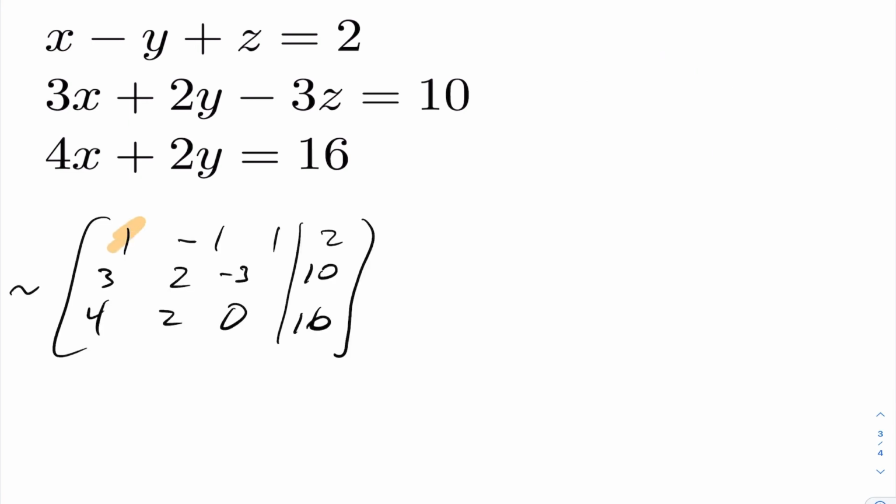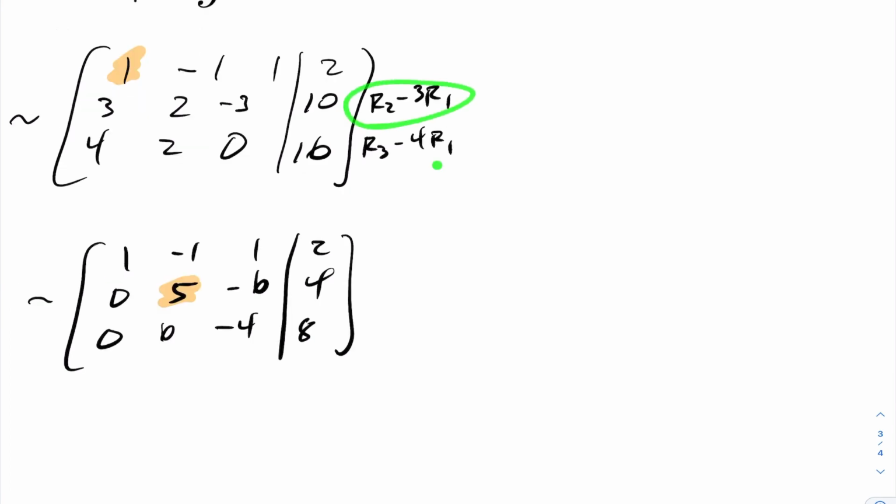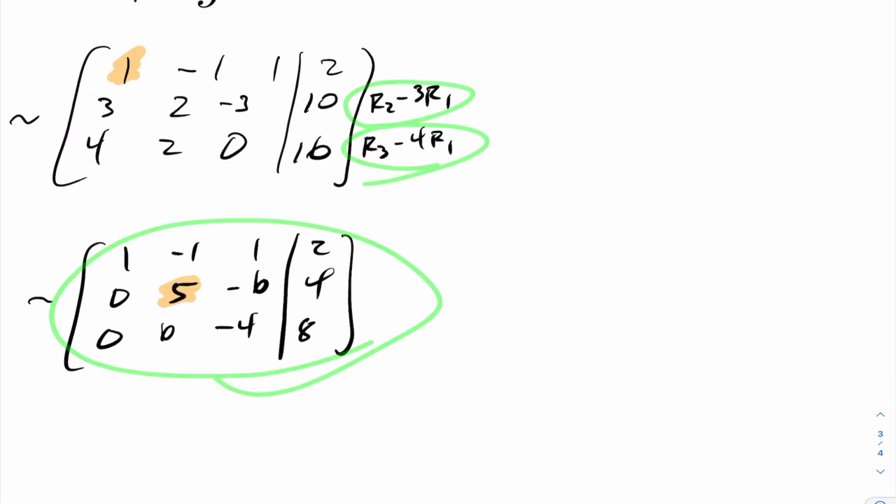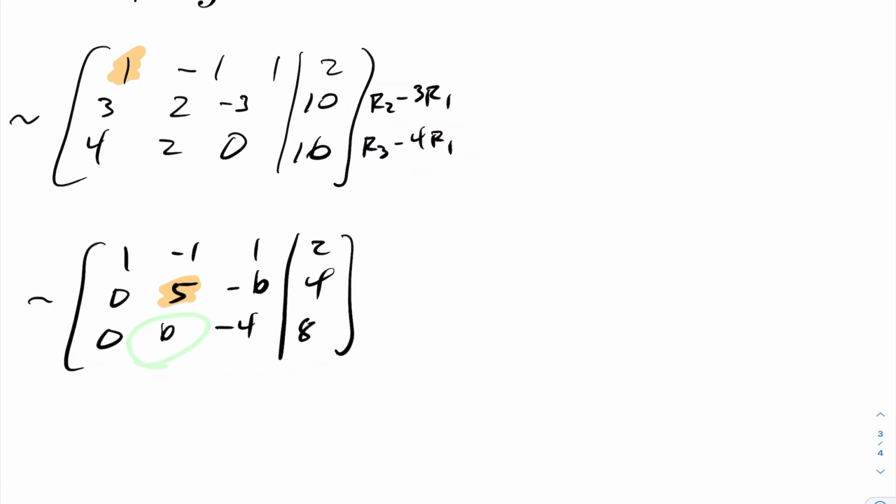So again, we start off with our anchor here of 1. We're going to go ahead here and do row 2 minus 3 times row 1, and this will be row 3 minus 4 times row 1. All right, you can see after performing these two operations, we now have a reduced matrix here. We want to take the entry here of a 6 and make that a 0.